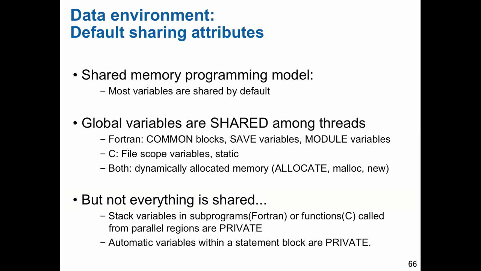Global variables are shared among threads. So let's say I have Fortran common blocks. See, Fortran programmers, I don't completely ignore you. Or Fortran module variables, or variables that are save variables. They're all shared. Okay, what about C? If I have file scope variables, or a variable that I declare as static, those are shared. So even if inside some function deeply buried inside of a thread I have a static statement, that's going into a space that's shared to all the threads.